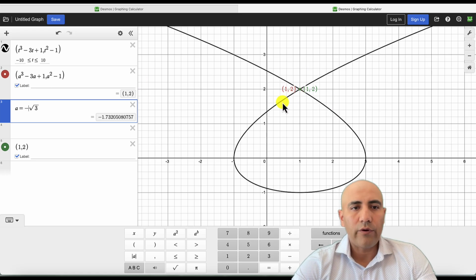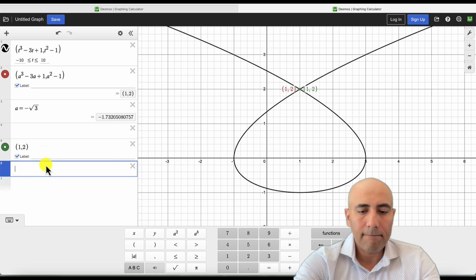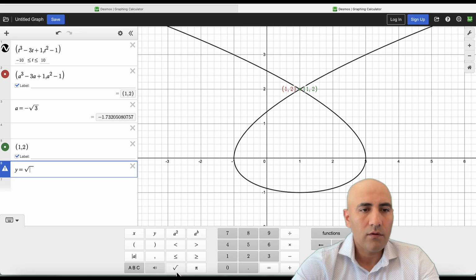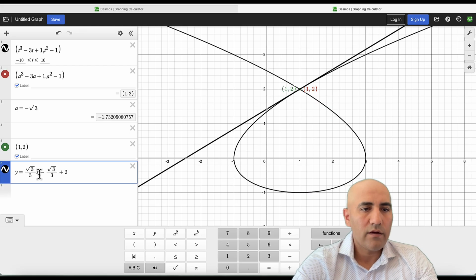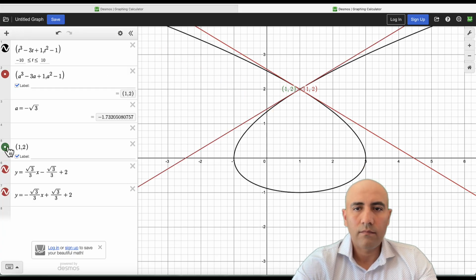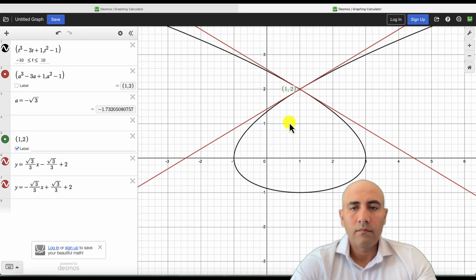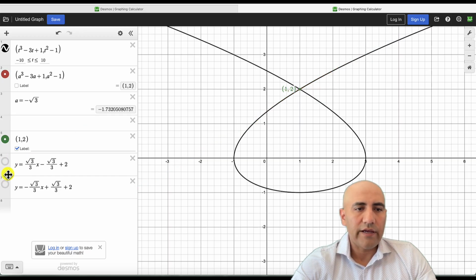Yep, still at that point right there. Okay, so now let's confirm that our equations are really the tangents at these points. So let's type those in. We had y equals to... okay, there we go. So I typed in this equation here, and so we have this tangent line, and then we have this other tangent line, which goes this way.